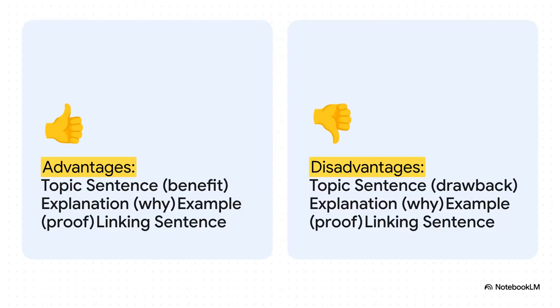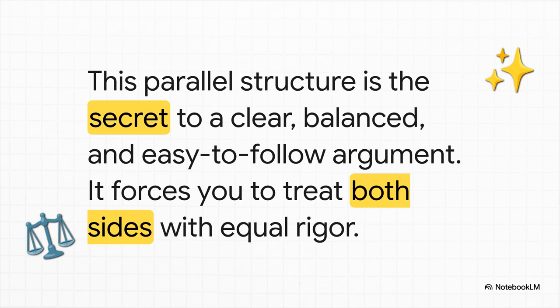Okay, now this is where the magic really happens. Just look at this. The structure for your advantages paragraph and your disadvantages paragraph, they're perfect mirror images of each other. Each one starts with a clear topic sentence, explains the why, gives a real example as proof, and then it wraps up. And that is the secret sauce. This parallel structure, it's not just there to look neat and tidy. It actually forces you to treat both sides of the argument with the same level of seriousness. And that's exactly what makes your final conclusion so much more credible and powerful.